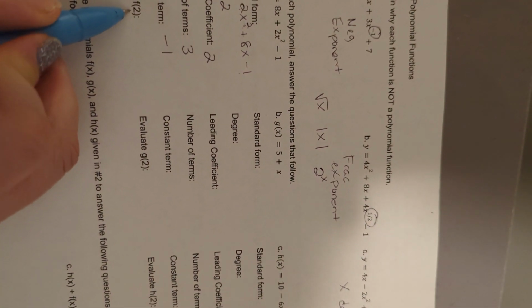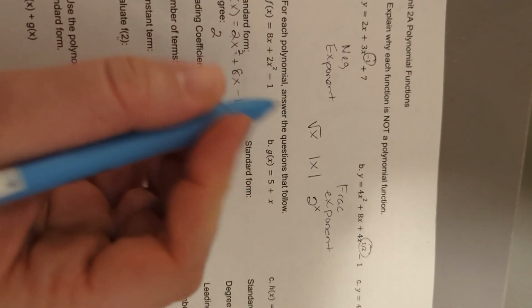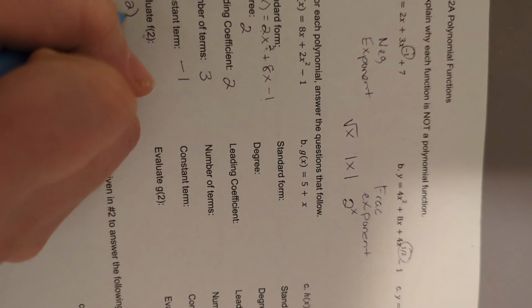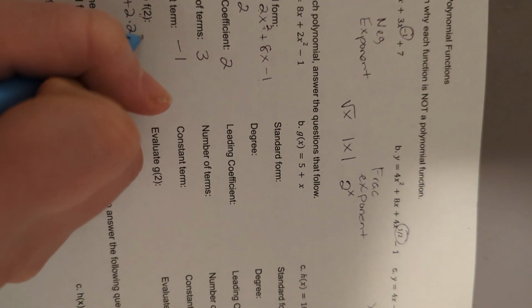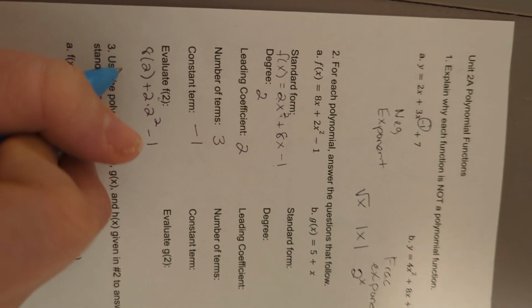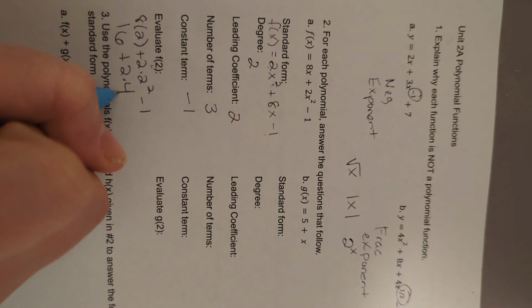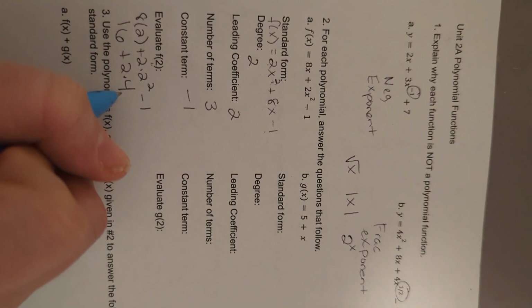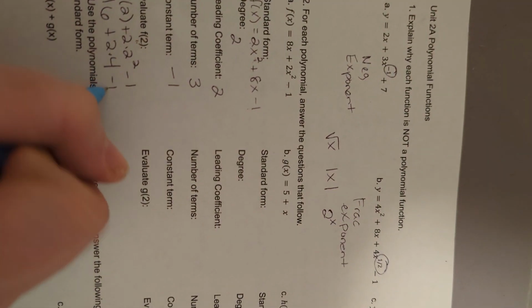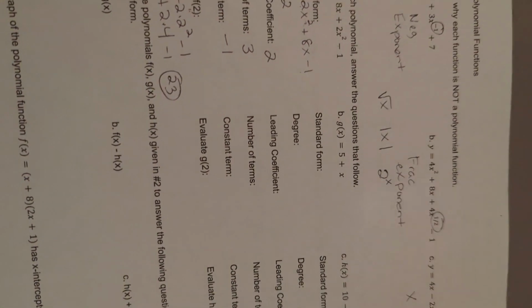F of 2 means take 2 and plug it into the function. 8 times 2 plus 2 times 2 squared minus 1. So 16 plus 2 times 4, so 16 plus 8 is 24. Minus 1 looks like it would be 23.